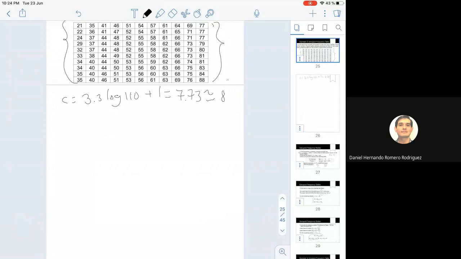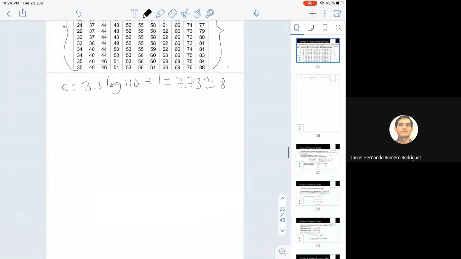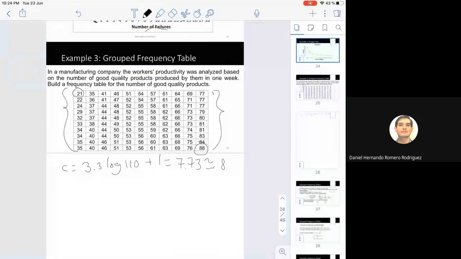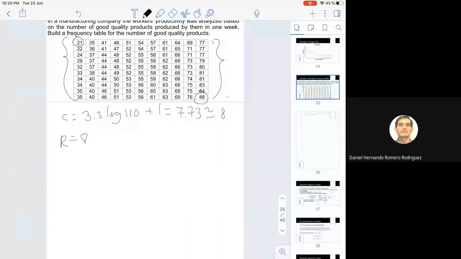Next step, we find the range. The minimum value in our table is 21, and the maximum value is 88. Therefore, the range, which is max minus min, is 88 minus 21. That's equal to 67.